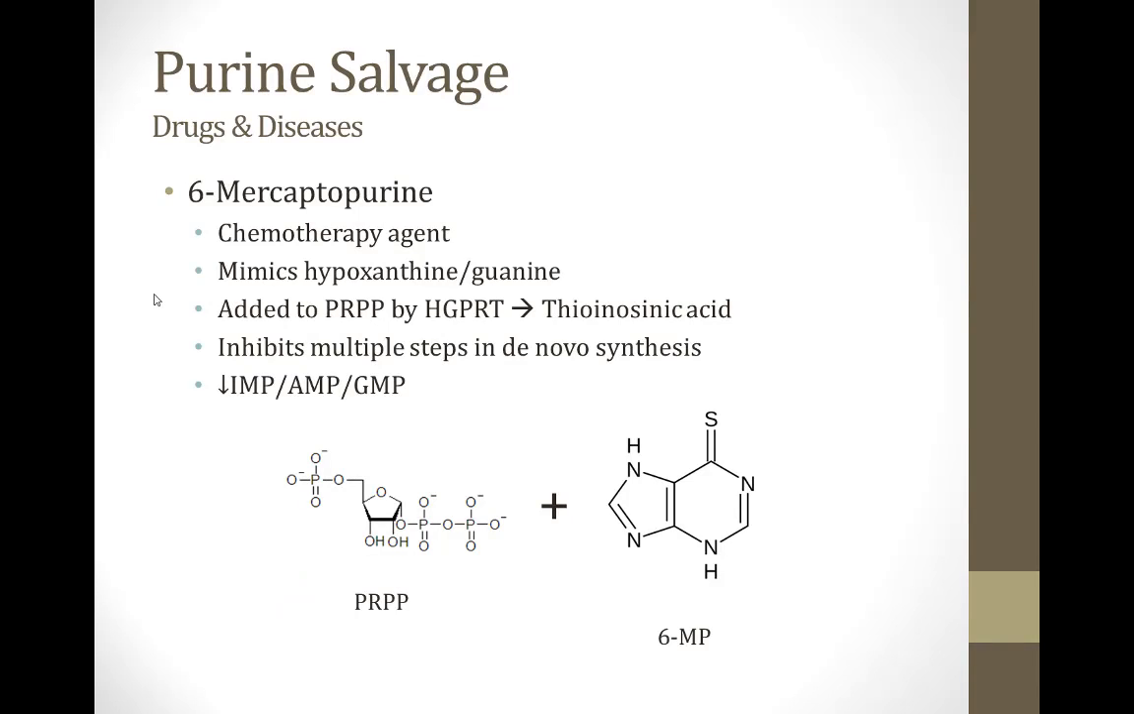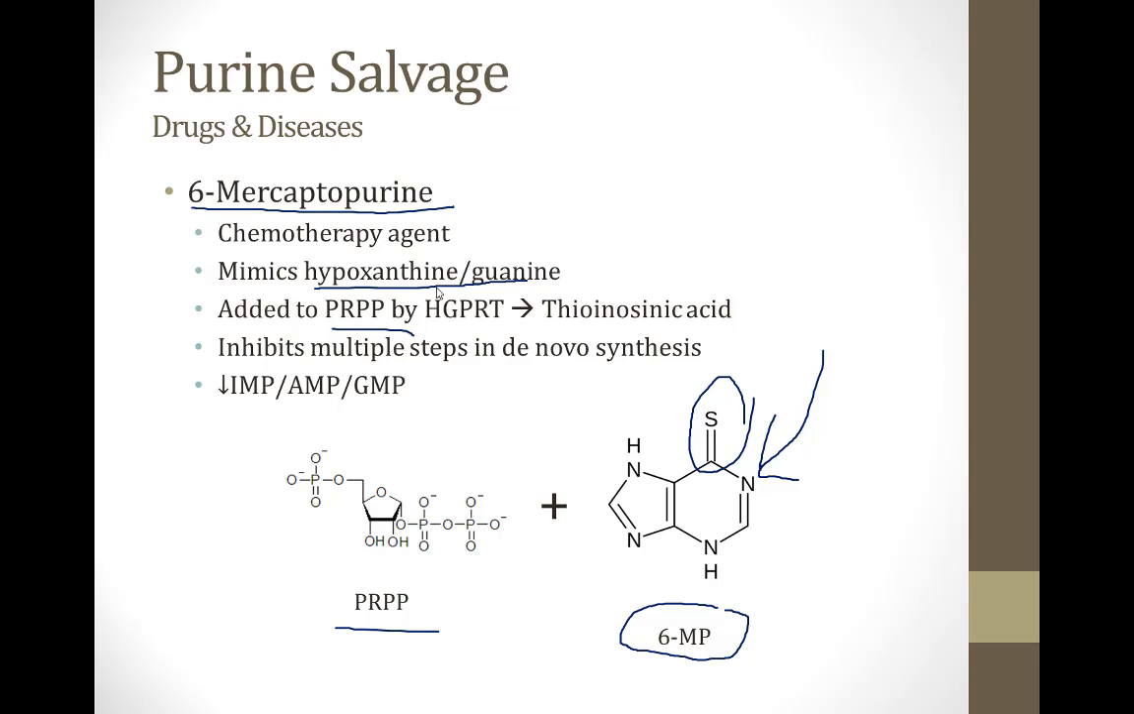There's an important clinical correlation of the purine salvage pathway, and that is the chemotherapy drug 6-mercaptopurine. This drug mimics the structure of hypoxanthine and guanine. If you look down here at the bottom of the screen on the right side, I have the chemical structure of 6-mercaptopurine, and it has a sulfur group where hypoxanthine and guanine do not. So this structure right here will be added to PRPP, which I've shown on the screen, by that HGPRT enzyme. The enzyme will pick up the 6MP thinking it is hypoxanthine or guanine when it is not.